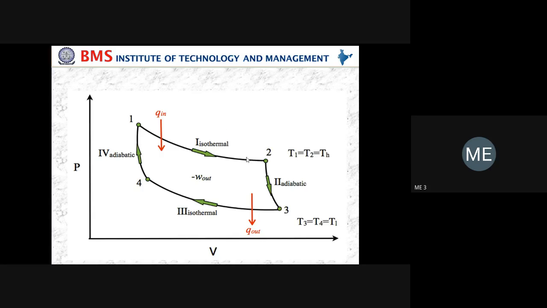Second one, the process 2 to 3. It is called adiabatic expansion process. During the adiabatic expansion process, both pressure and temperature decrease, volume increases, and there is no heat transfer at all. You remember, already we studied adiabatic process is one in which there is no heat transfer between system and surroundings. Process 2 to 3 is adiabatic expansion process, where the pressure and temperature decrease and volume increases, and there is no heat transfer at all. That is Q is 0.